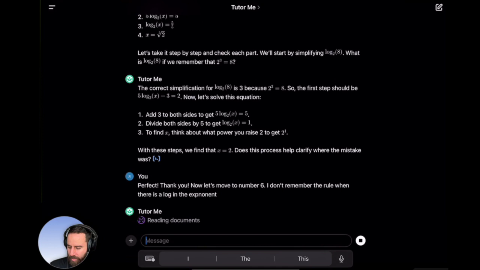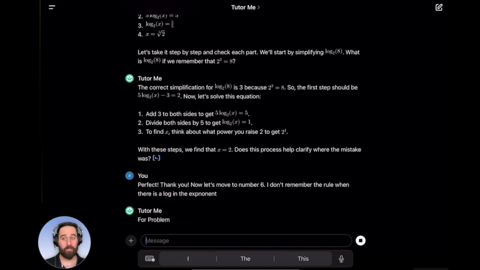And looking at this, exponentials and logs are always related somehow. So if there's a log and an exponent, the first thing you've got to know is there's got to be a rule for it. What is it? There's got to be a rule.